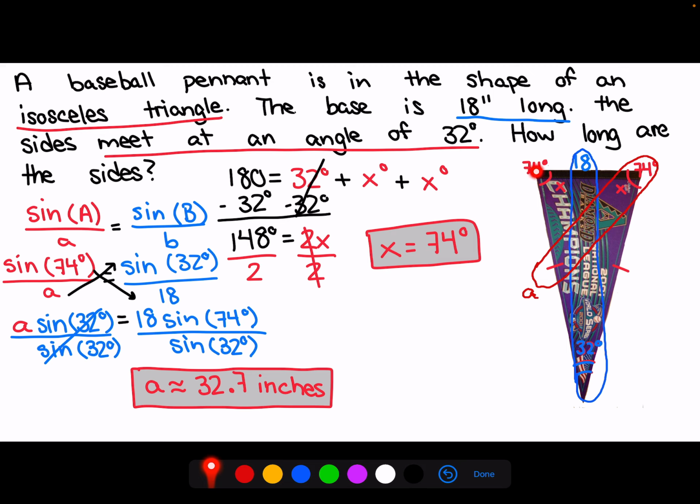So therefore, if the base is 18, then the length of one of the sides is 32.7. And since this is isosceles, they both are the same length. All right, let's go ahead and move on to our next one. Again, please feel free to pause the video at any time if you need more time, or if you just need to break it down piece by piece.